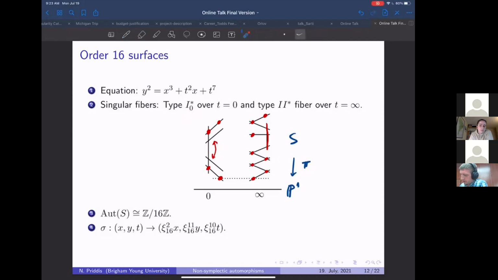In this picture, each of these curves here represents a rational curve, and they're joined, or they have intersections described here. So remember, the automorphism group of this particular surface is Z mod 16Z. So there is exactly one, or depending on how you think of it, there's basically one purely non-symplectic automorphism of order 16. And so it's this one and powers of this one are all of the purely non-symplectic automorphisms of order 16 on this surface. So what does this one do?